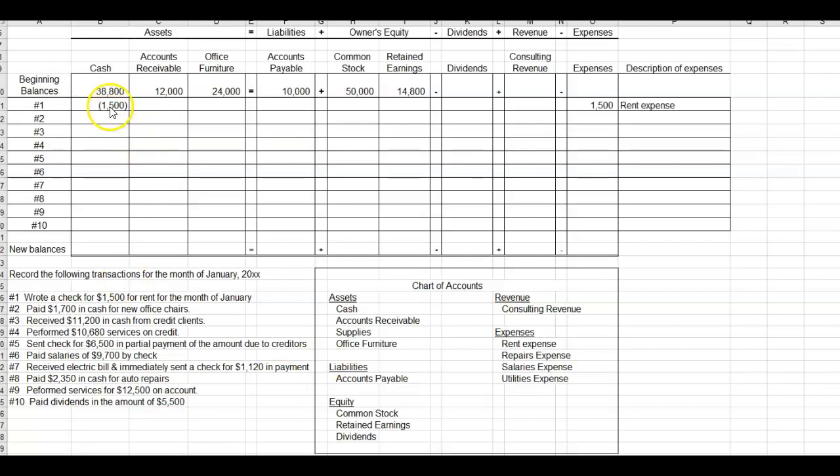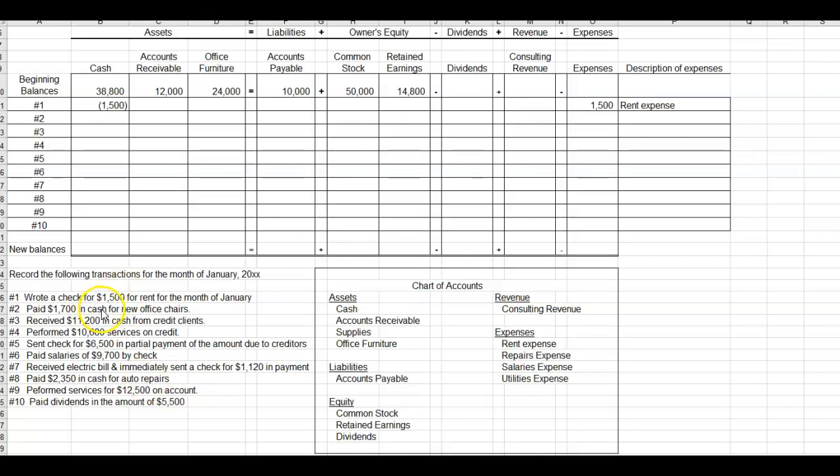We have a $1,500 decrease to cash. Notice that I wrote the decrease as a negative number in brackets. And we have a $1,500 increase to rent expense. If we're going to increase an account balance, write the number as a positive number. Let's do the next transaction.